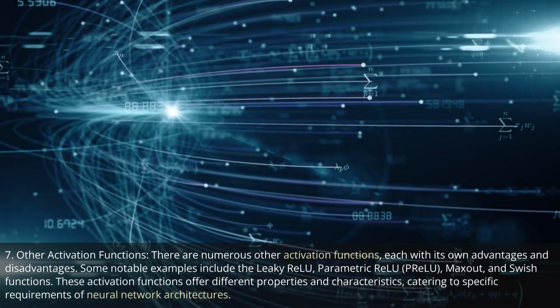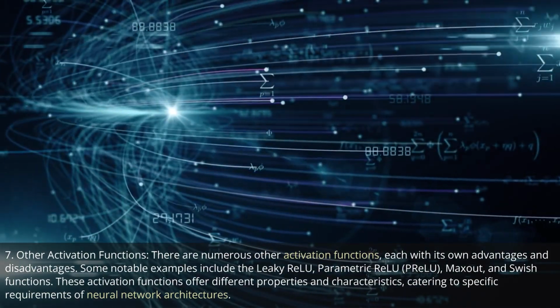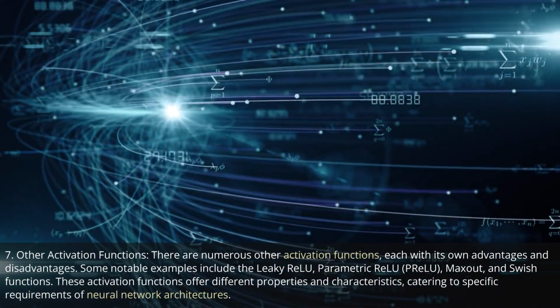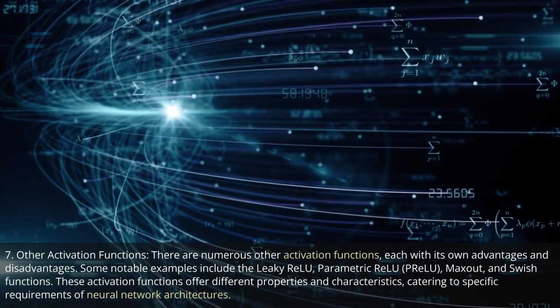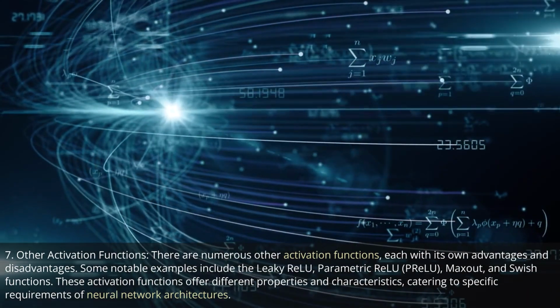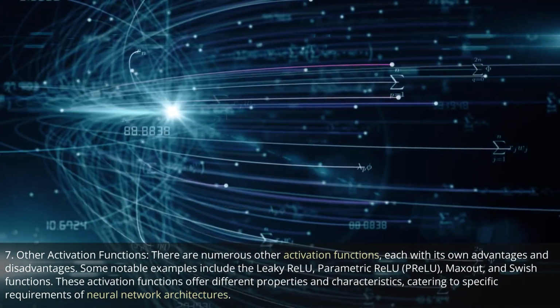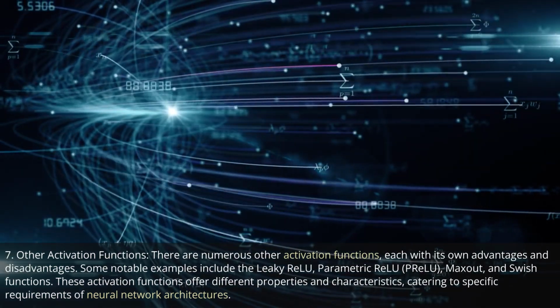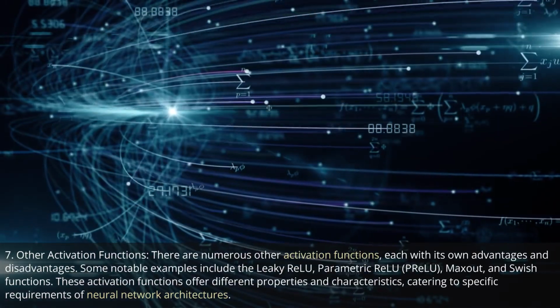7. Other activation functions. There are numerous other activation functions, each with its own advantages and disadvantages. Some notable examples include the leaky ReLU, parametric ReLU, PReLU, maxout, and swish functions. These activation functions offer different properties and characteristics, catering to specific requirements of neural network architectures.